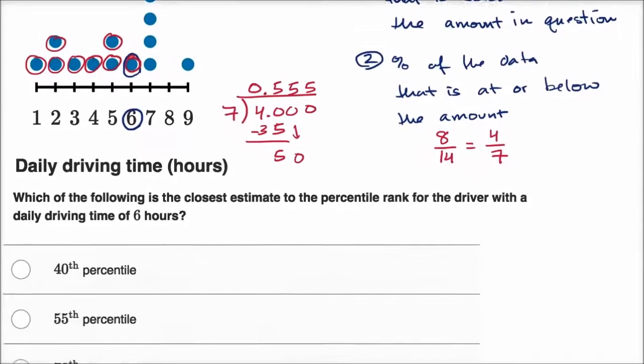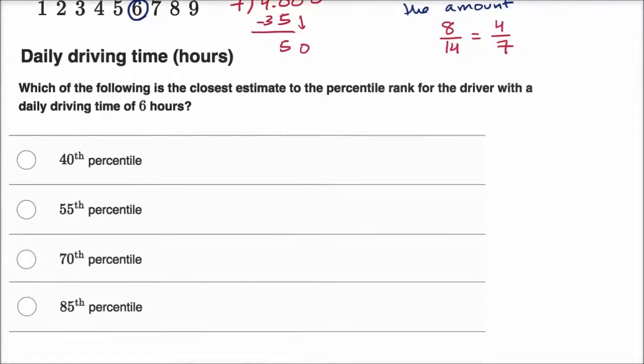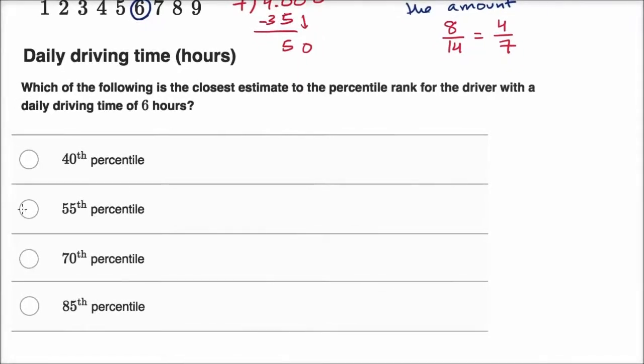Now if you look at these choices here, lucky for us, there's only one choice that's reasonably close to either one of those, and that's the 55th percentile. And it looks like the people who wrote this question went with the calculation of percentile where they include the data point in question. So everything at 6 hours or less, what percentage of the total data is that?